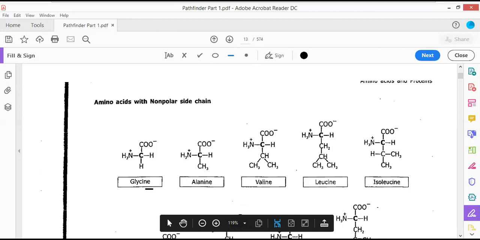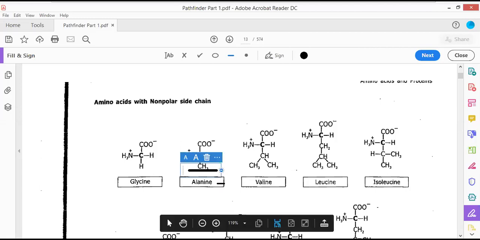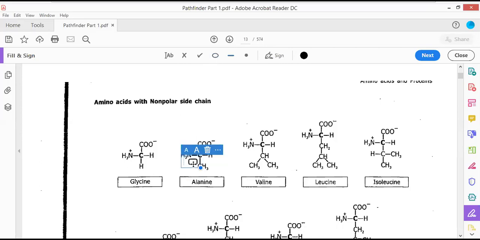See, look at the structure of glycine. It is the simplest of all. There are two different protons which are present. Then it is glycine. Look at the structure of alanine. Just a methyl group has been added. You just add a methyl group to the structure of glycine and you make another structure, my dear friends, and that is alanine.